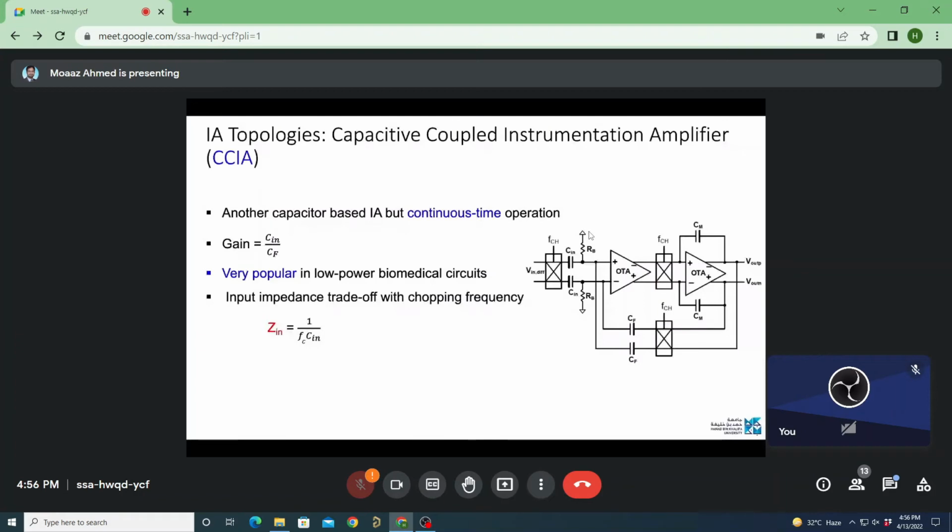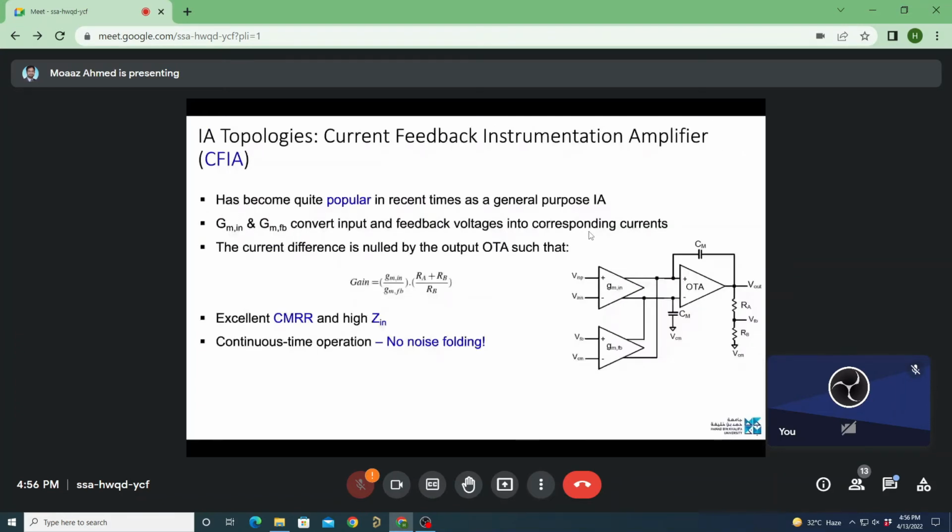Then there is the third topology. We call it the current feedback instrumentation amplifier. This has become quite popular as a general purpose instrumentation amplifier because it ensures continuous time operation for the common mode, and it also doesn't have any noise folding. So here we have two sets of transconductors, GM in and GM FB, feedback. Both of these transconductors convert the input and the feedback voltages into corresponding currents.